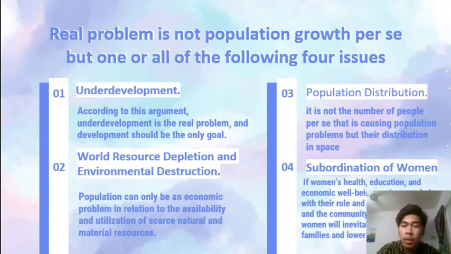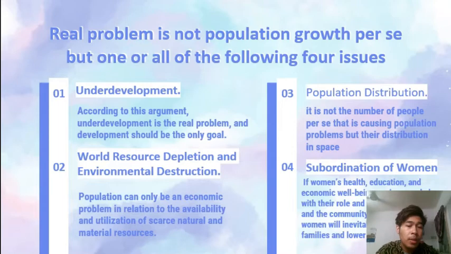Number one is underdevelopment, number two is population distribution, number three is world resource depletion and environmental destruction, and last is subordination of women. So I want to go through the first point, underdevelopment. If correct strategies are pursued and lead to higher levels of living, greater self-esteem, and expanded freedom, population will take care of itself. Eventually, it will disappear as a problem, as it has in all of the presently economically advanced nations.